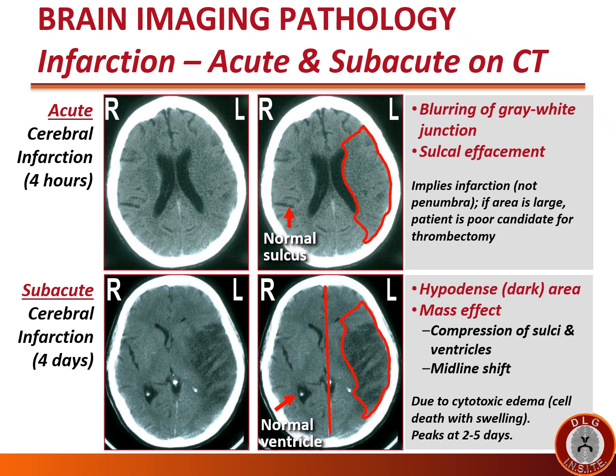Now let's look at acute and subacute infarctions on CT. The upper images show an acute cerebral infarction 4 hours after last known well, and the bottom images show a subacute infarction 4 days after last known well. And you can see the major differences. Let's start with the acute cerebral infarction. In acute cerebral infarctions, there is blurring of the gray-white junction and sulcal effacement.